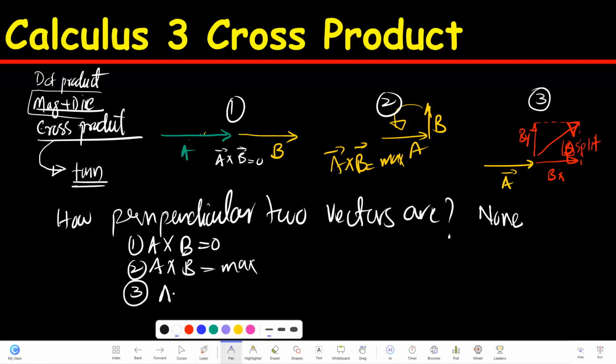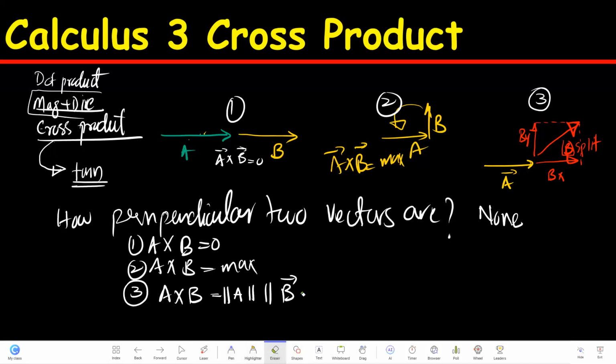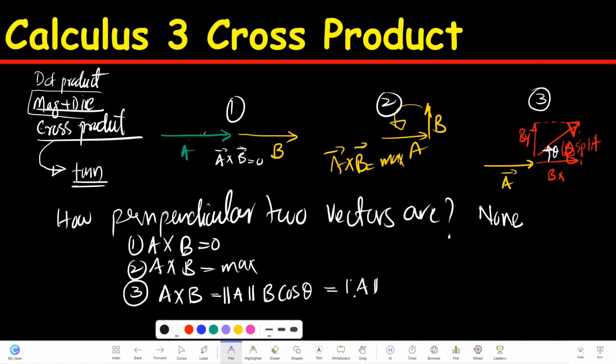So in the third case, A cross B equals the magnitude of A times the magnitude of B, but B is not fully combined, so I cannot use B. I have to use this component, basically B cos theta. Theta is this angle. And I can write this formula in another way, writing cos theta in this way.